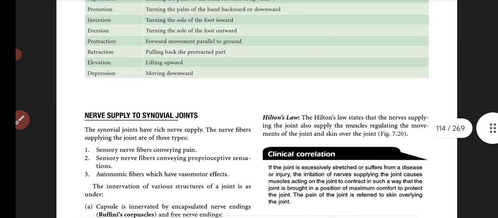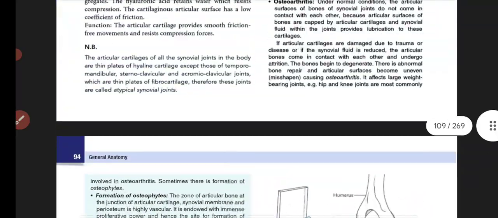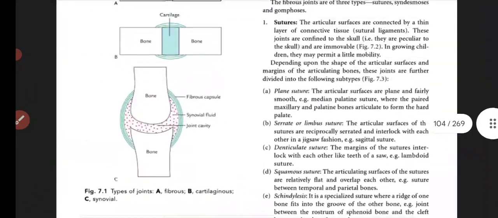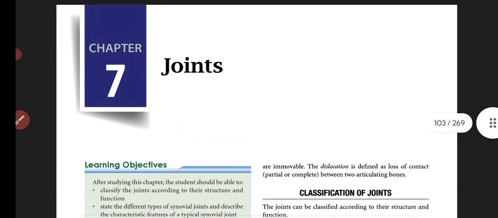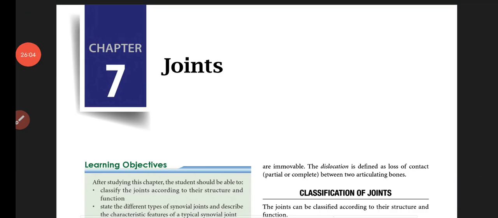So here comes the most important topic of anatomy, which frequently comes in the examination: the joints. Okay, for today, thank you.